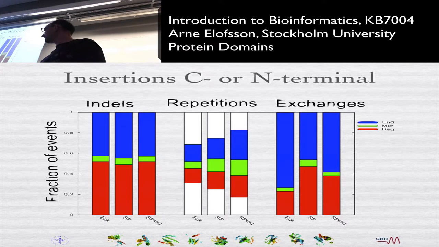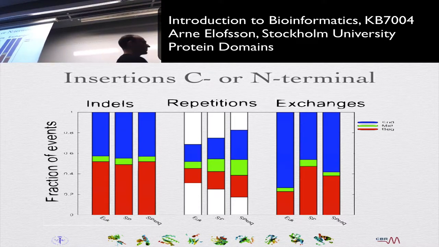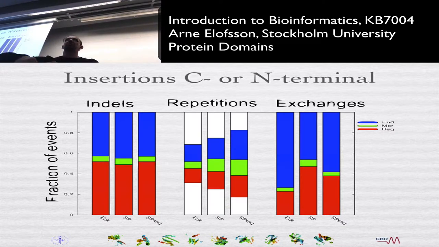So this is different data sets also. This is Swiss-Prot, and you can do it in different ways. Basically, it is equally distributed between finding insertions and deletions at the N-terminal. It makes sense, because putting a domain in the middle of a protein is much more disruptive than putting it at the end. You have a protein, you add one domain at the end, you don't disrupt anything else. But if you want to put it between two domains, you need to fit two things together.